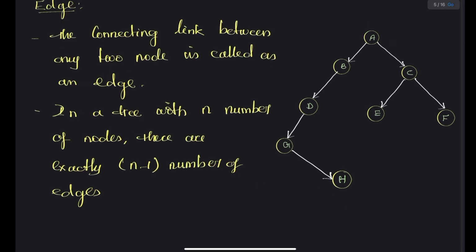The next concept is called an edge. The connecting link between any two nodes is called an edge. According to this diagram, this is called an edge. From A to B, B is connected with the help of A. Through the help of the edge, we connect each and every node. In a tree with n nodes, there are n minus 1 edges. According to this diagram, 8 nodes are there and exactly n minus 1 edges are there, so 7 edges.